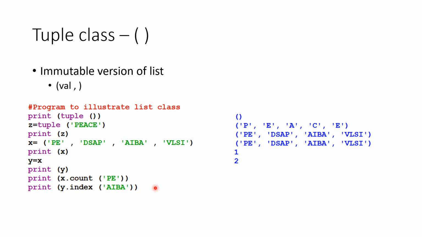Okay, so that's about the tuple. One thing that we need to understand here is that a tuple is an immutable version of a list. So once the value is assigned, we cannot change it.